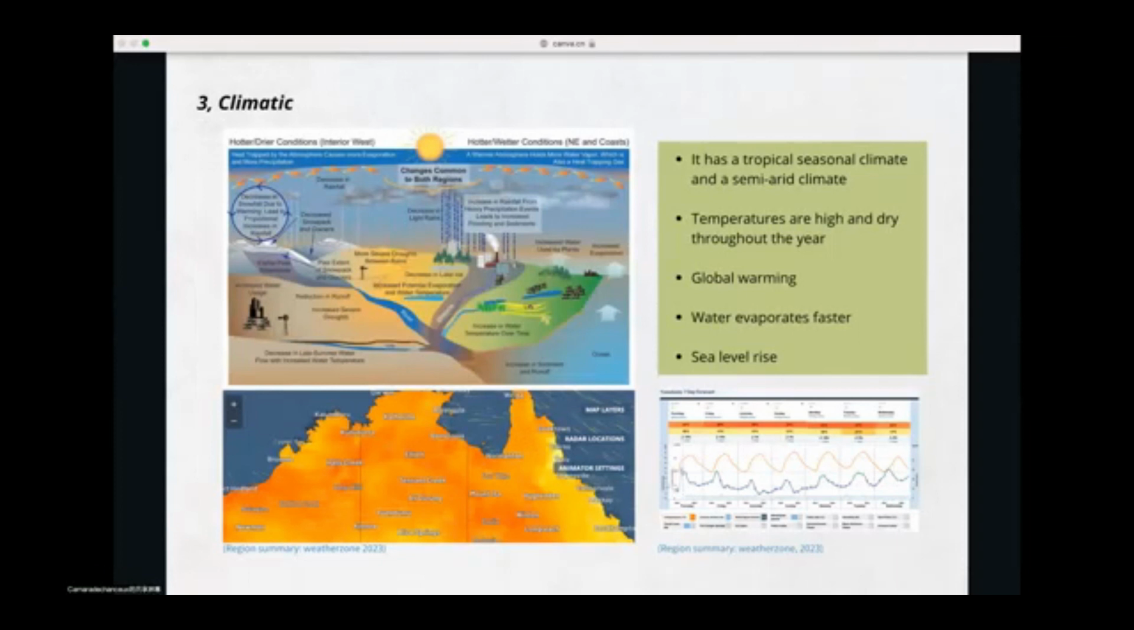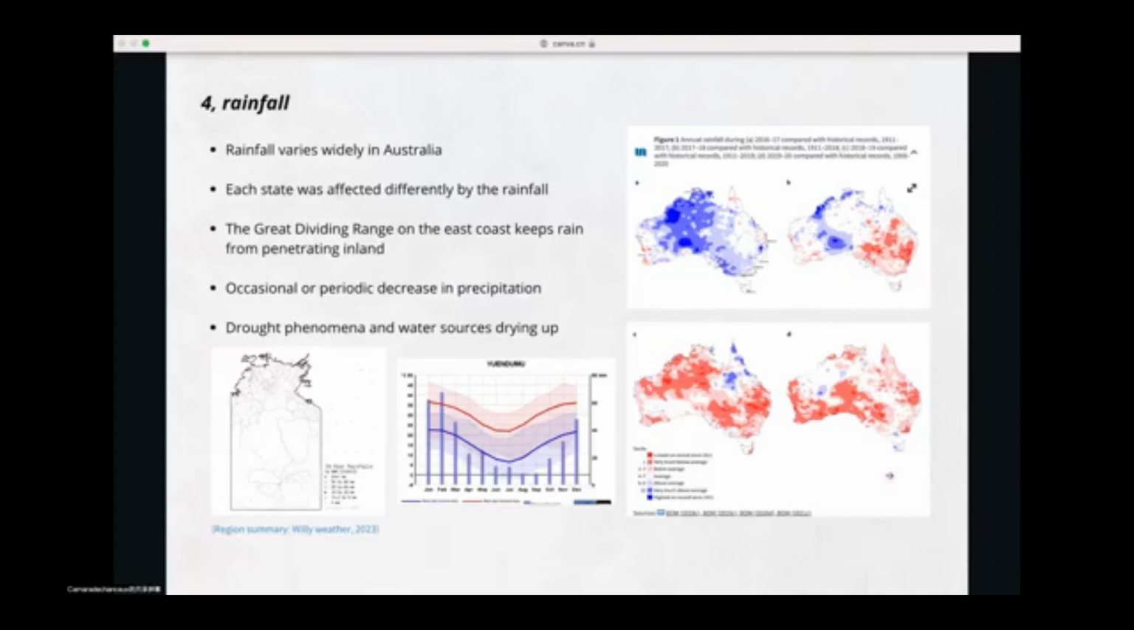The region has a semi-arid climate, so all year round it has high temperatures, little rain, and is very dry. Because global warming exacerbates the climate problem, high temperature will speed up the evaporation of water. Low rainfall can reduce river flows and lower water levels in lakes. In addition, Australia's rainfall is unevenly distributed. East of the Great Dividing Range, where cold air is blocked, further reducing precipitation.